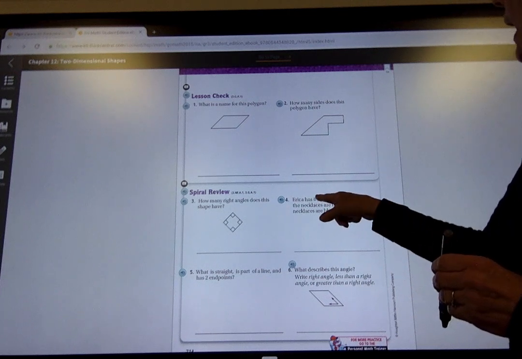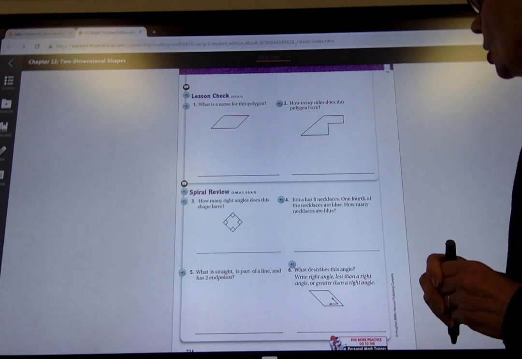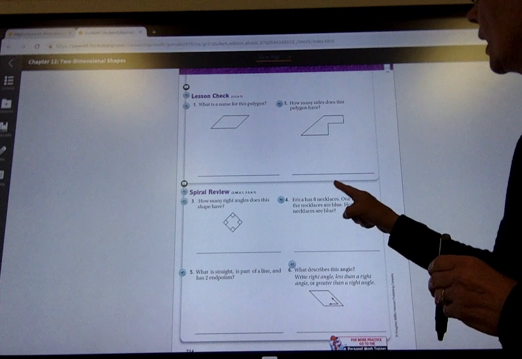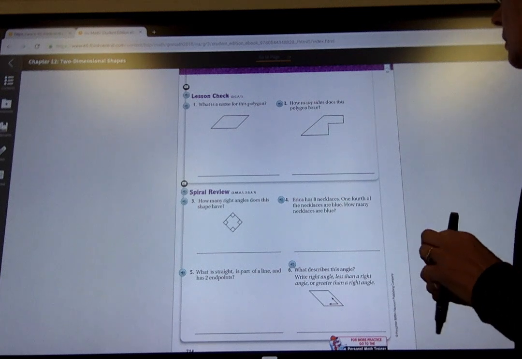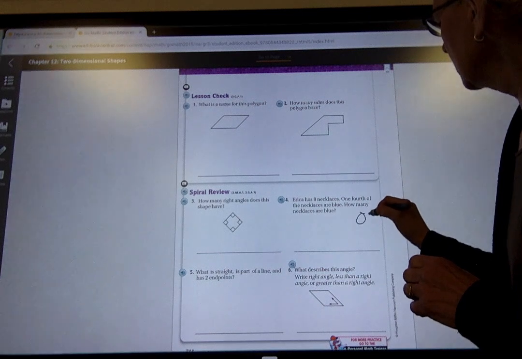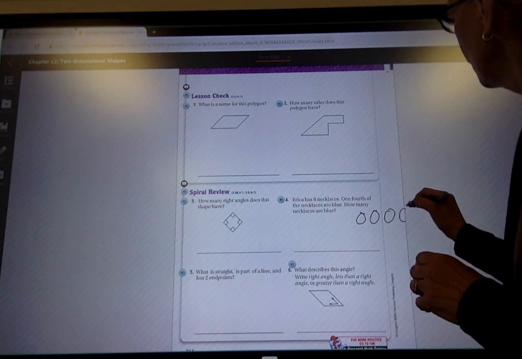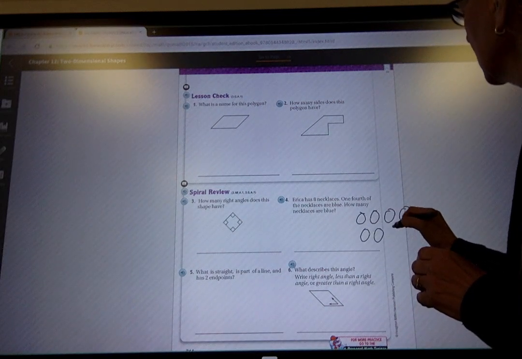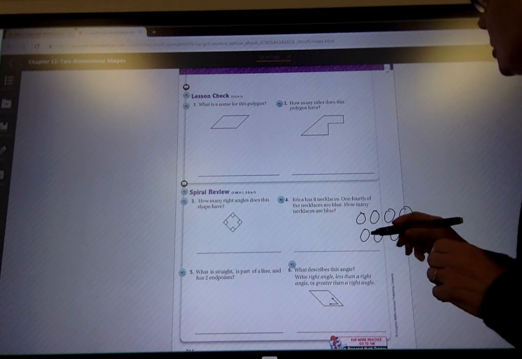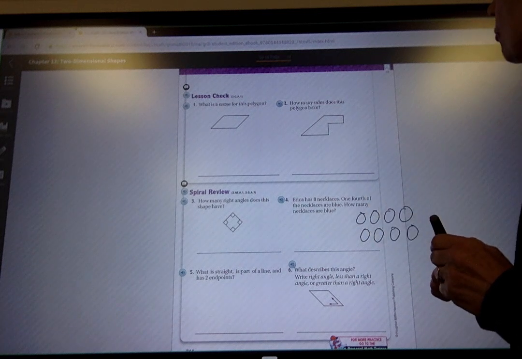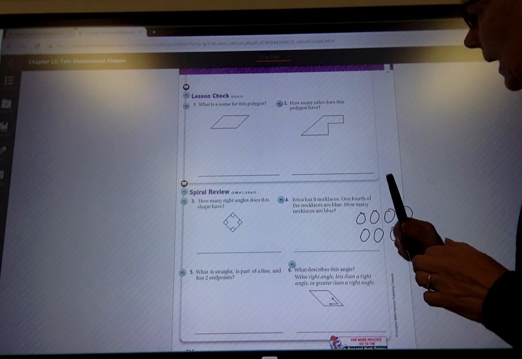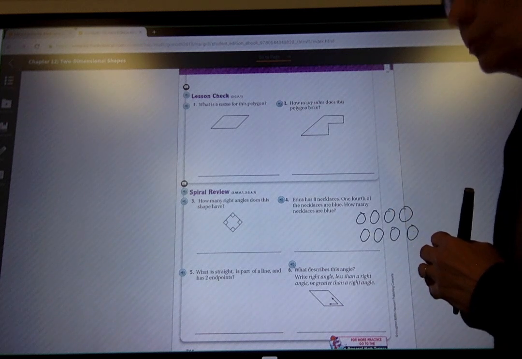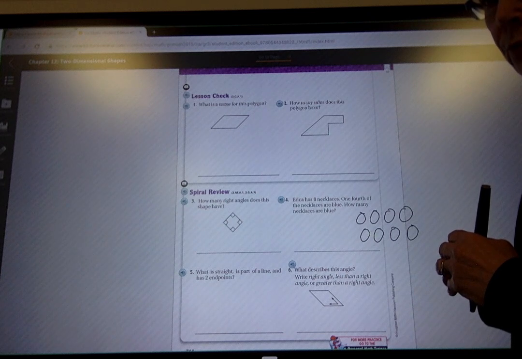Number 4, Erica has 8 necklaces. 1/4 of the necklaces are blue. She has 8 necklaces. 1, 2, 3, 4, 5, 6, 7, 8. She's going to put them in groups of 4. 4 equal groups. How many are in a group? That's 1/4.